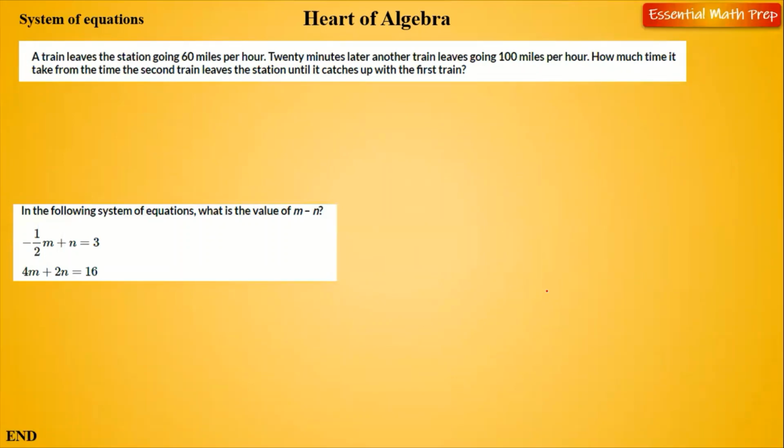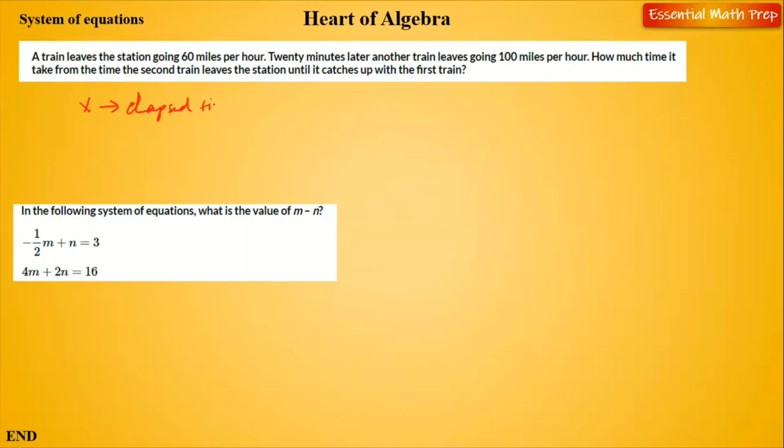These 2 problems conclude this video, but I think I have 1 more, maybe 2 more videos. It doesn't matter, let's continue. A train leaves the station going 60 miles per hour. 20 minutes later, another train leaves going 100 miles per hour. How much time does it take from the time the second train leaves the station until it catches up to the first train? Let's call X the elapsed time, okay?